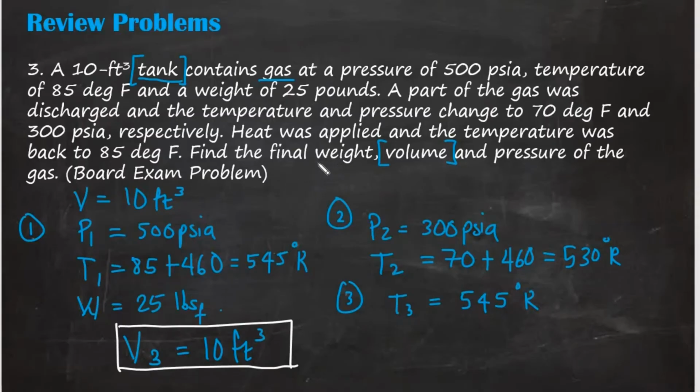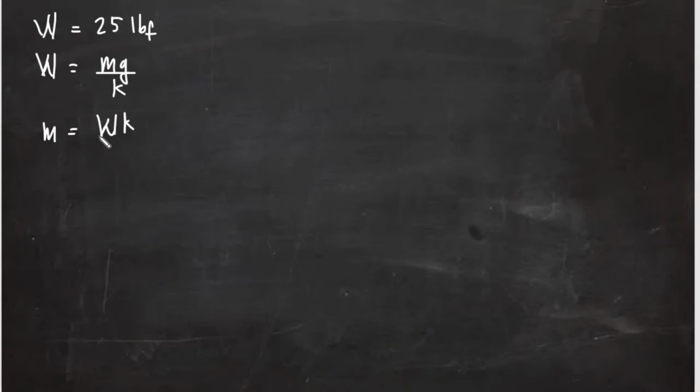So before we can solve for the final weight, we need to find out the equivalent mass of this 25 pound force. Okay? So we have weight equal to 25 pound force, and we know that weight is equal to mass times G over K. Therefore, mass is equal to WK over G. So we have 25 pound force, and let's say we use 1 slug as our K. Therefore, the unit that we will solve the mass in is slug.